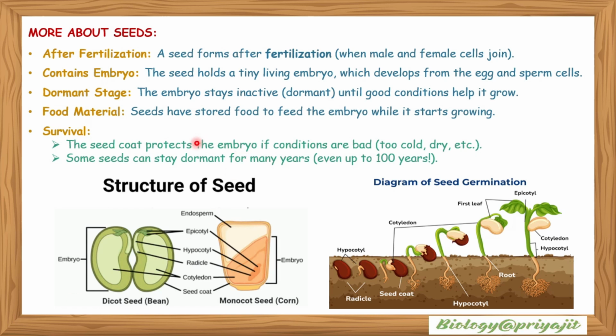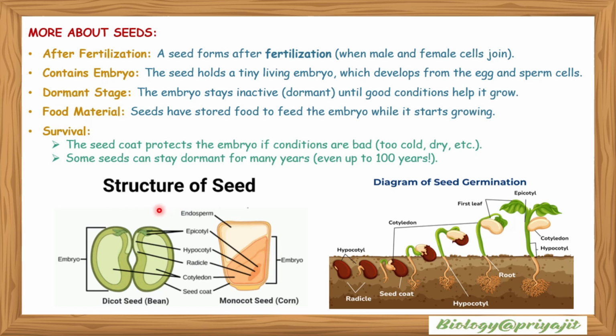Food material: seeds have stored food to feed the embryo while it starts growing. Survival: the seed coat protects the embryo if conditions are bad, too cold, dry, etc. Some seeds can stay dormant for many years, even up to 100 years.